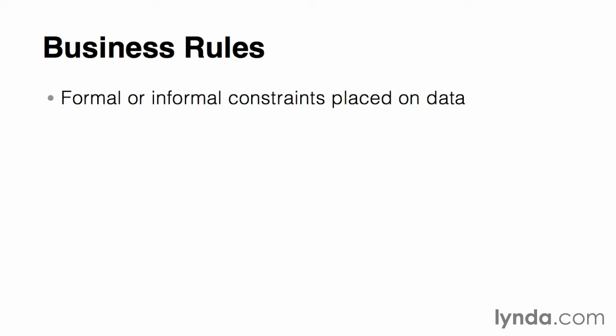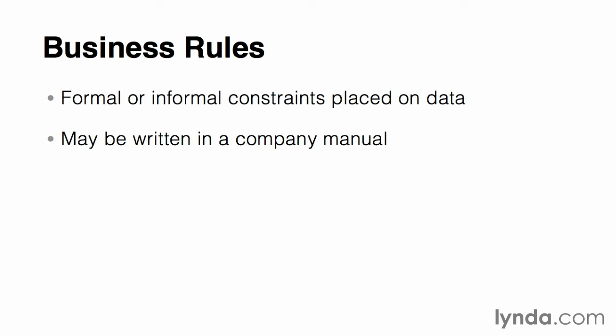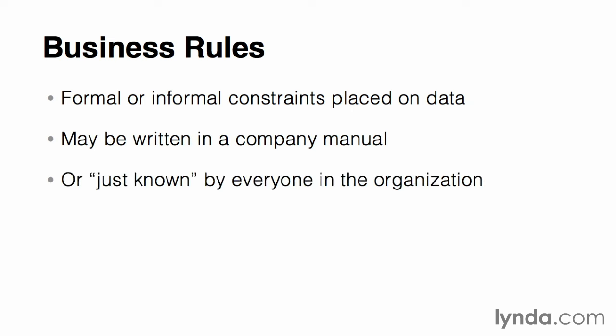Business rules are the formal or informal constraints that are put into place by the organization and describe how the data must be structured or limited. They can be written down in a standard employee manual or simply something that everyone within the business implicitly understands. It's your job, through document review and the interview process, to find out what these business rules are.